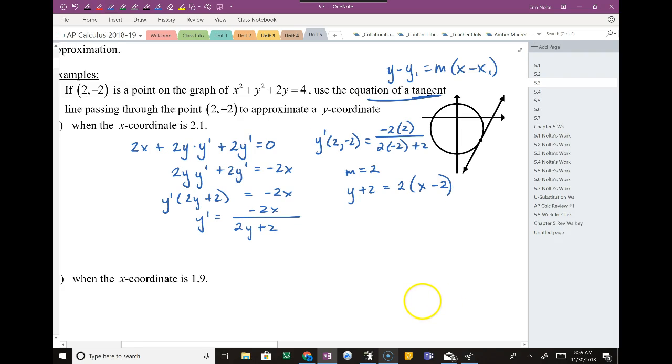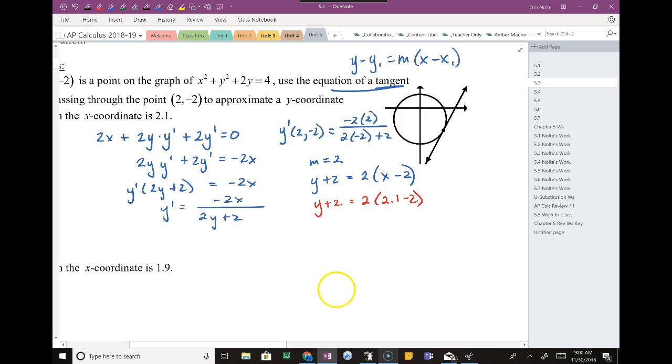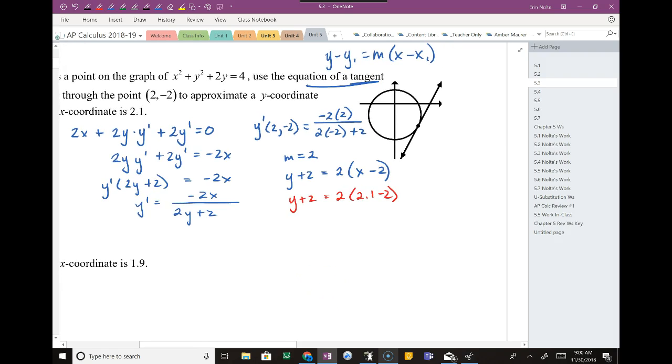Okay, so now that I have my equation, I'm now going to do the linear approximation piece. Do you see how in A it says when the x-coordinate is 2.1? So guess what I'm going to do? Plug it in. I'm just going to take 2.1 and plug that in. So we're going to go 2.1 minus 2. The point is that you should be able to do this mentally. So what is 2.1 minus 2? 0.1. So what is 2 times 0.1?